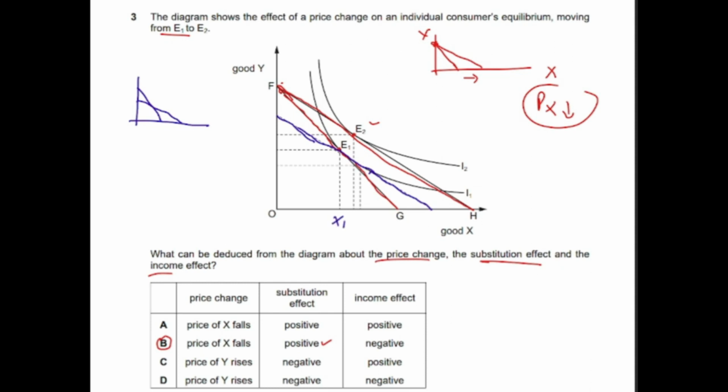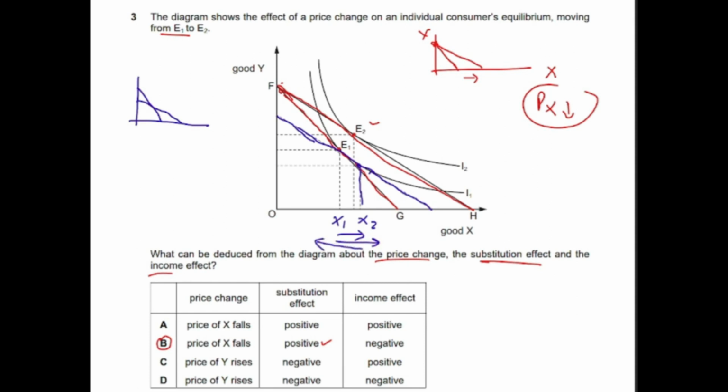of X good, and in the substitution effect we moved to this point where we will be purchasing X2 quantity of X good. So we are moving forward. When we move forward, it is basically positive. The effect is positive. So substitution effect is positive. As I told you earlier, substitution effect is always positive. You need not think on that, you can just pick positive, otherwise you can verify it as well.